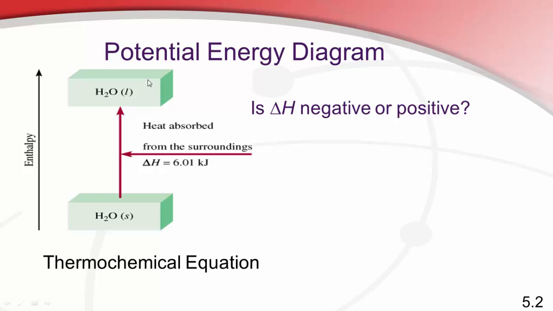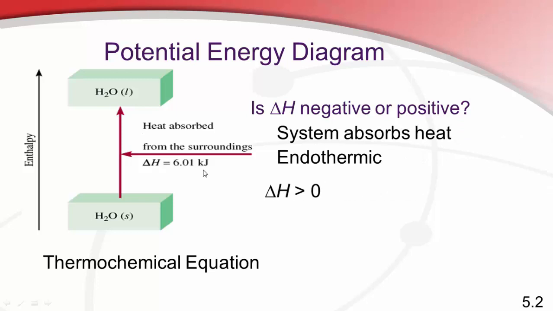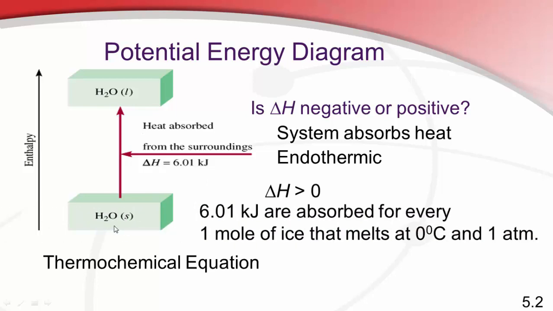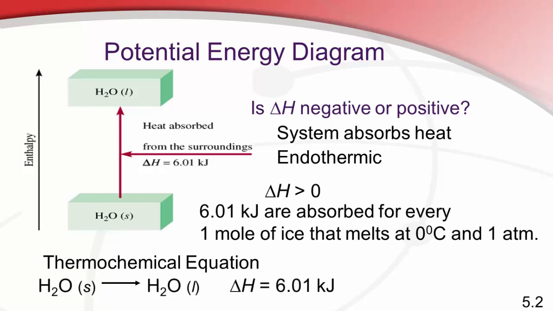Okay, our potential energy diagram then. This is a different equation but the same kind of idea. Notice the direction of the arrow. Solid water, ice, is being converted into liquid water. So, when we do this, the enthalpy change will be 6.01 kilojoules. The system's absorbing heat, it's endothermic. And here, it is implied that's per mole of water. And another way of saying it then, 6.01 kilojoules are absorbed for every mole of ice that melts at 0 degrees Celsius in 1 atmosphere. And this is roughly the same thing as saying this.